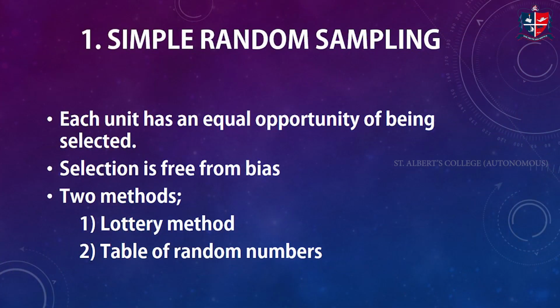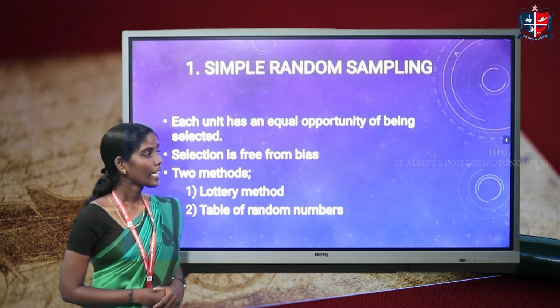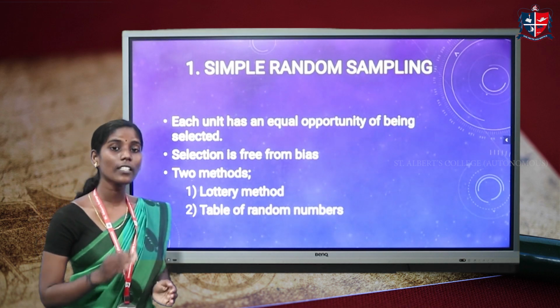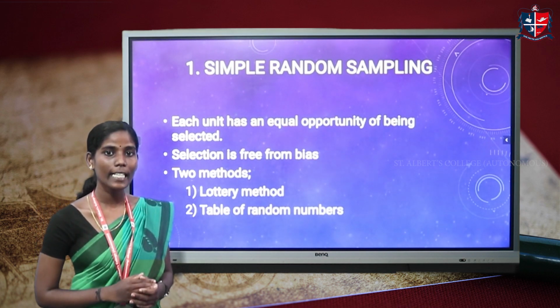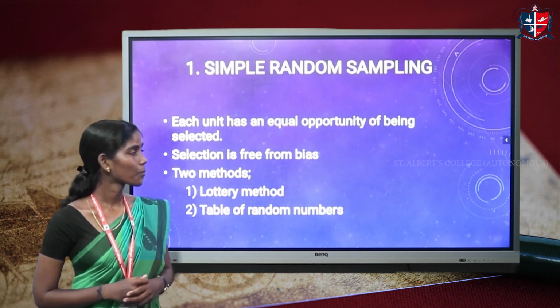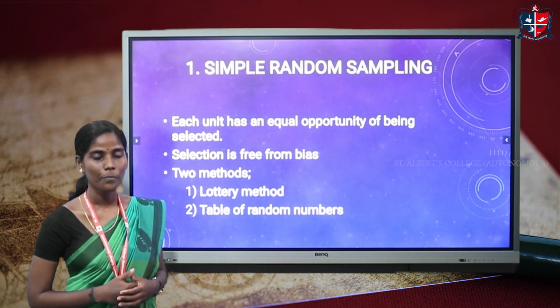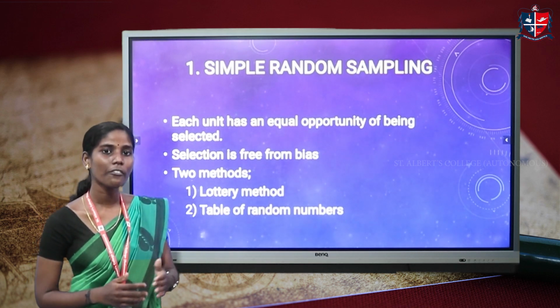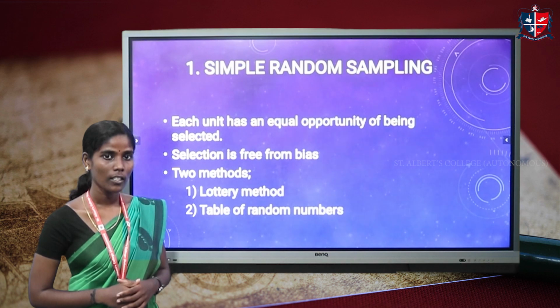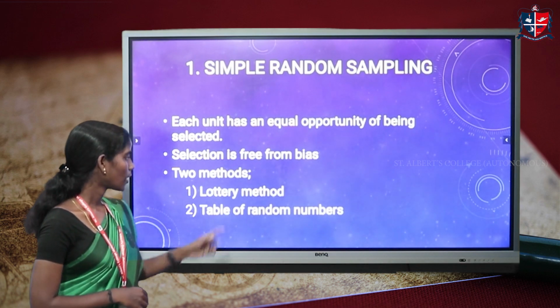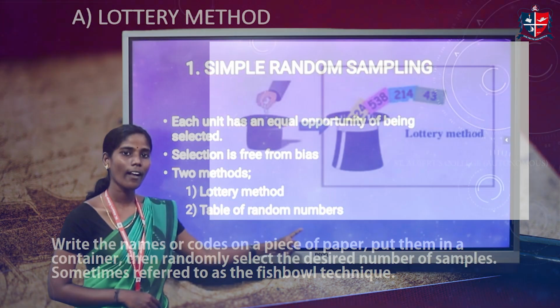First one, simple random sampling. In this method, every unit in that population gets an equal opportunity to be selected as a sample, and these units are free from bias. There are mainly two methods used, lottery method and table of random numbers.